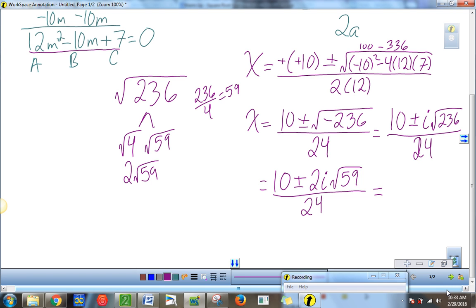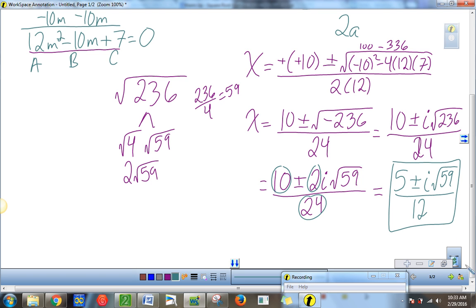Is there a greatest common factor between 10, 2, and 24? 2. So just divide each piece by 2. That's reducing the fraction. That's what you're doing. So what does it turn into if I divide everything by 2? You divide 2 by 2 also. So it's just an i, 59, and 12.